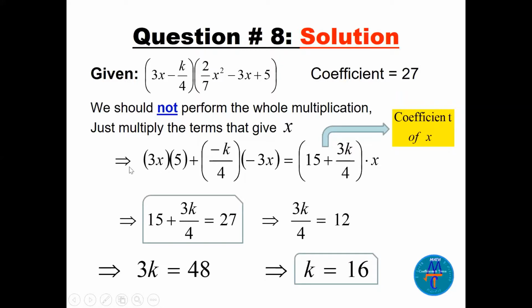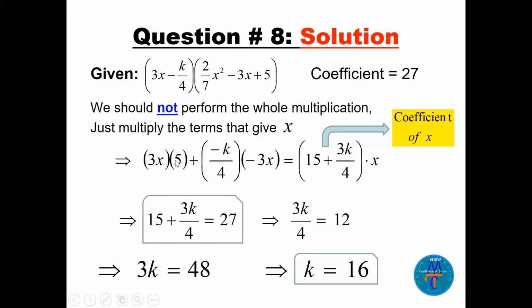Now be careful here to understand what's happening. Look at this arrow here. This is the coefficient of the x, all of it: 15 plus 3k over 4. That is the coefficient of x. Equals what? 27. So I make an equation. Again, no need to multiply the whole expression. No need. Just multiply the terms that have x.